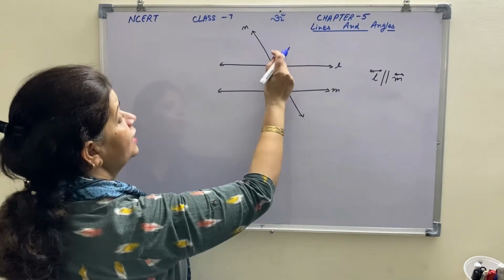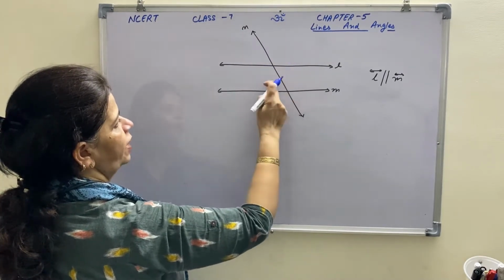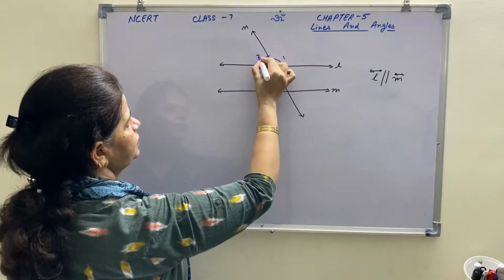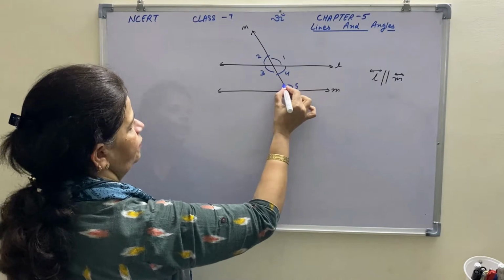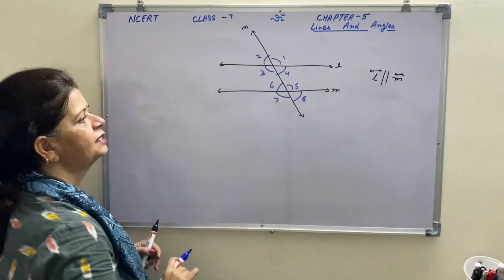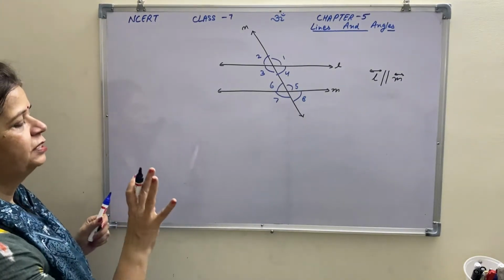So again 8 angles are formed, 1 2 3 4 5 6 7 8. This is angle 1, this is 2, this is 3, this is 4, then 5, 6, 7 and 8. Total 8 angles are formed here. Now we will see what is the relation between these angles.